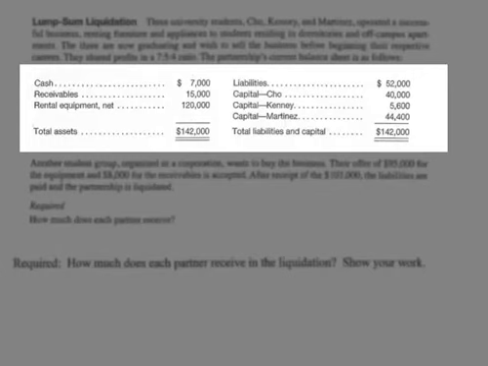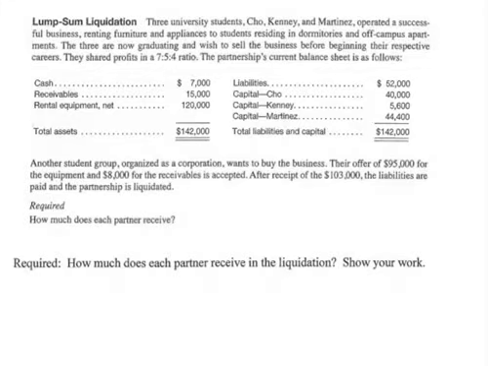Notice there's no retained earnings. All we have is partner capital accounts. The balance sheet is in balance. So the partnership's going to liquidate, and your job will be to say how much each of these three partners should get when the business is liquidated.